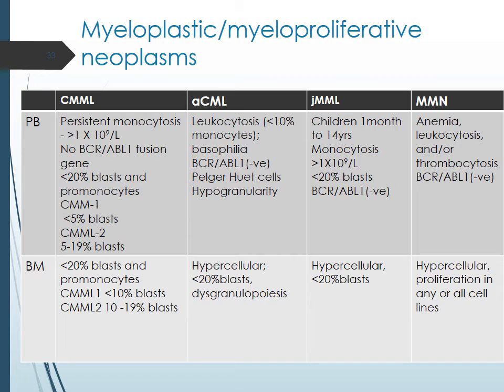Now, juvenile myelomonocytic leukemia is a clonal disorder characterized by proliferation of the granulocytic and monocytic cell lines. It happens in kids from 1 month to 14 years, with a strong association with neurofibromatosis type 1. Allogeneic stem cell transplantation has been effective in about 50% of the cases. Then you have the myelodysplastic/myeloproliferative unclassified, and these are individuals that don't fit into any of the other criteria.